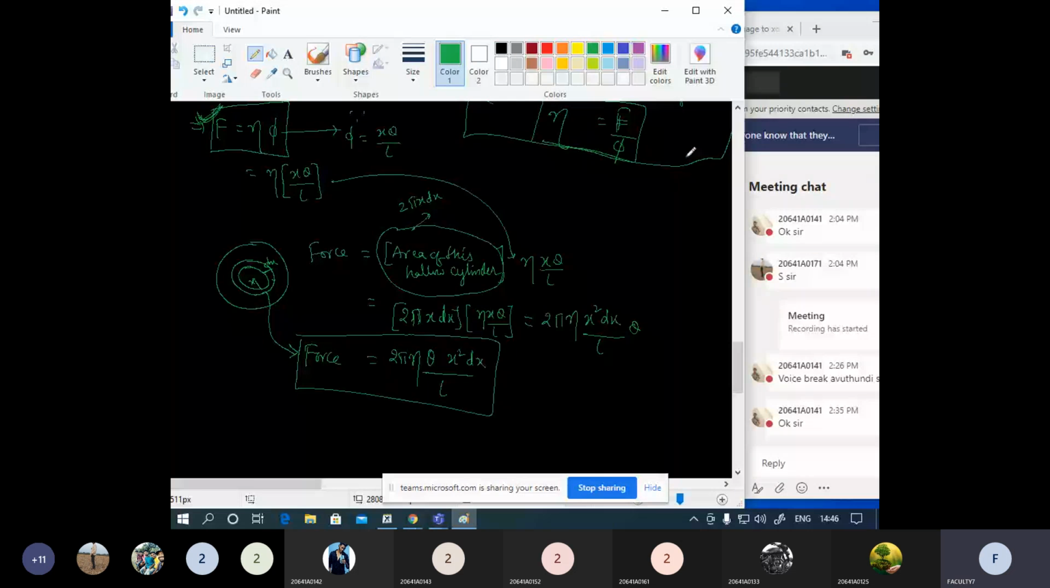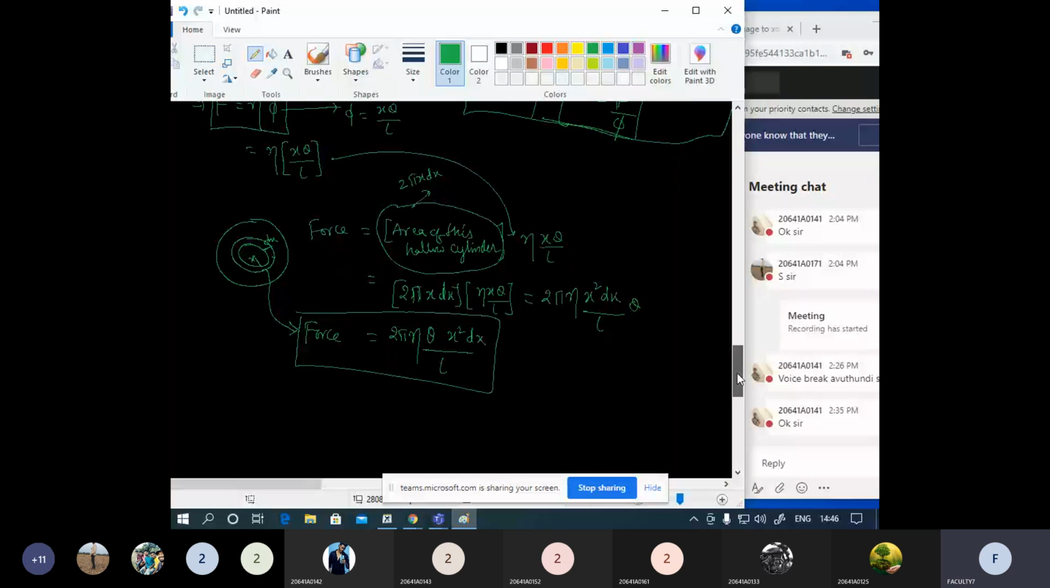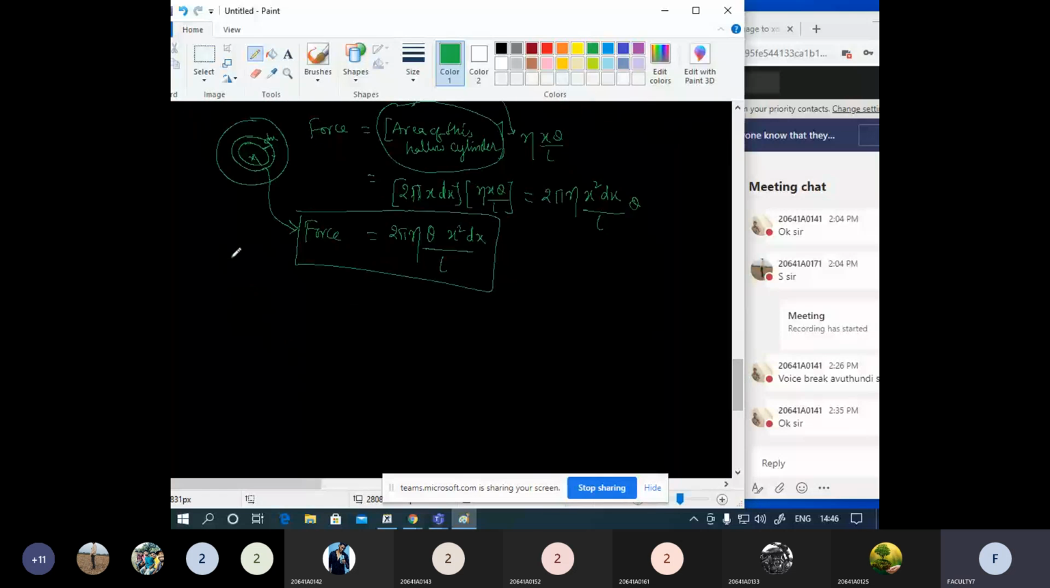Now you have the force, and we are going to explain about the twisting couple applied onto the hollow cylinder. Actually we need to consider the twisting couple of the entire cylinder, but we are starting with the hollow cylinder. First we will get the expression for this, and then we will convert it to the entire cylinder. Now, the twisting couple on the hollow cylinder.